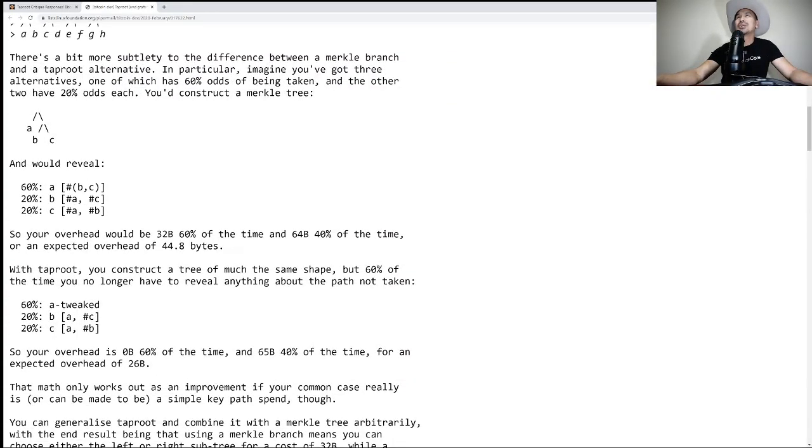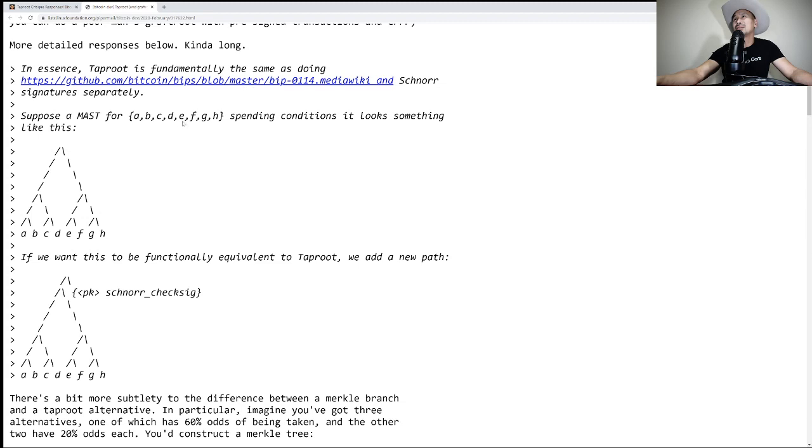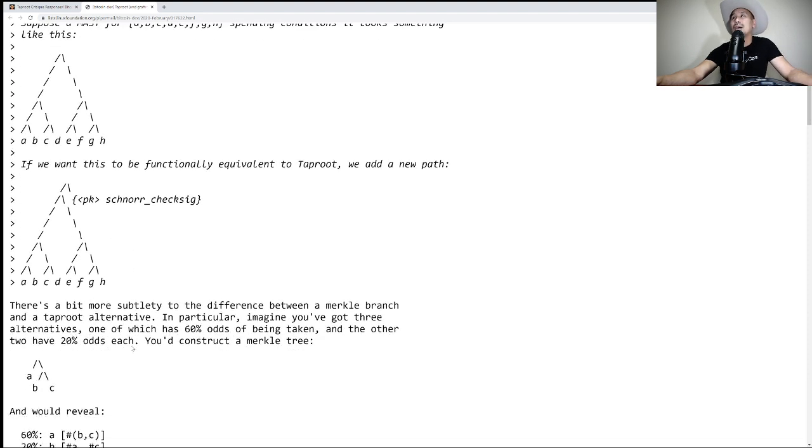All right, there's a bit of the question from the group was, in essence, Taproot is fundamentally the same as doing masked and Schnorr signatures separately. Suppose a mask for these looks like this. If we want this to be functionally equivalent to Taproot, we add a root path. And masked is basically Taproot. Taproot takes a lot of the masked stuff and puts it into a particular thing. But what the group is arguing is it's the same as masked. Why are we doing them? Why are we doing it this way with Taproot?